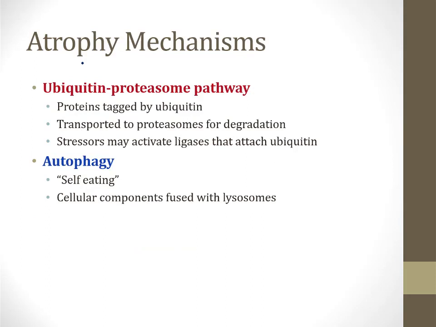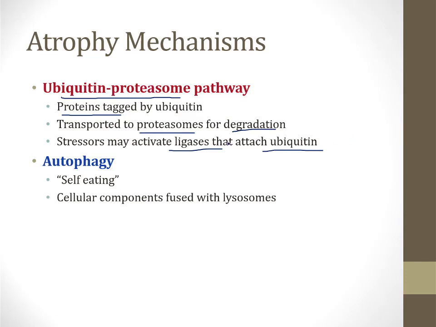So let's think about a skeletal muscle cell that's not being used and undergoes atrophy. What is happening on a cellular level that makes that muscle cell shrink? Well, the first thing that's happening is the ubiquitin proteasome pathway is being activated. I talk about this in some of the videos in the cell biology section, but by way of review, ubiquitin is a substance that can be tagged to proteins, and when ubiquitin is attached to a protein, it is transported to the proteasomes and the protein gets degraded. And there are many stressors that have been shown to activate enzymes called ligases that attach ubiquitin to a protein, and this leads to protein breakdown.